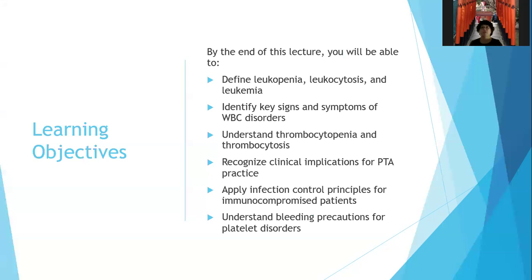So, different learning objectives. We want to be able to define leukopenia, leukocytosis, and leukemia, identify the key signs and symptoms of white blood cell disorders, understand thrombocytopenia and thrombocytosis, and recognize the clinical implications. Apply infection control principles for immunocompromised patients, and understand bleeding precautions for platelet disorders.